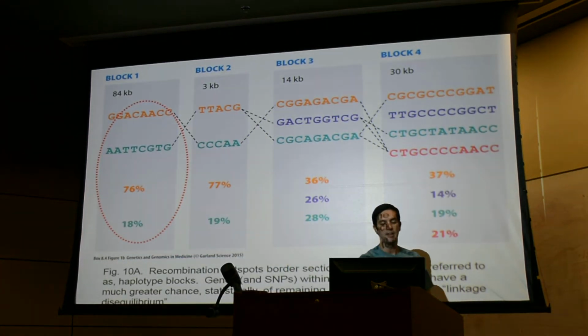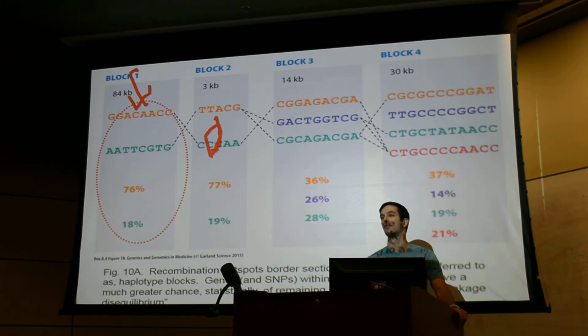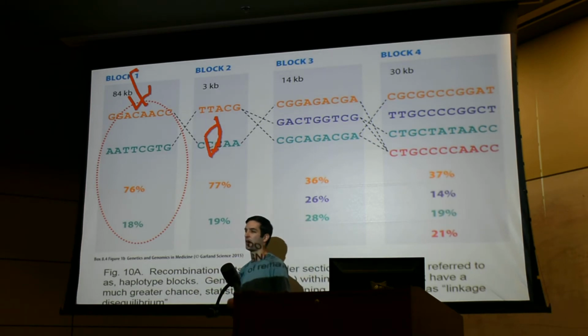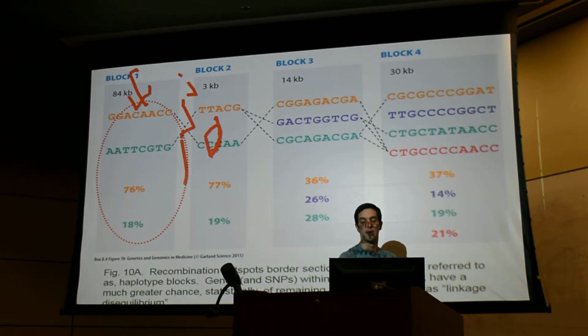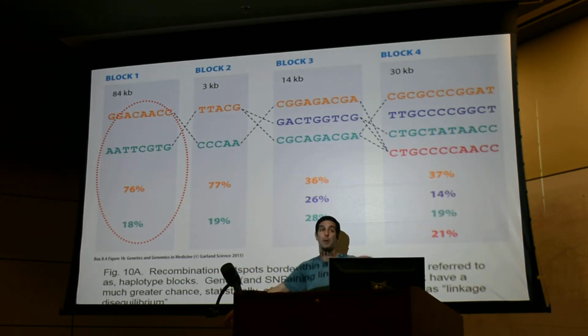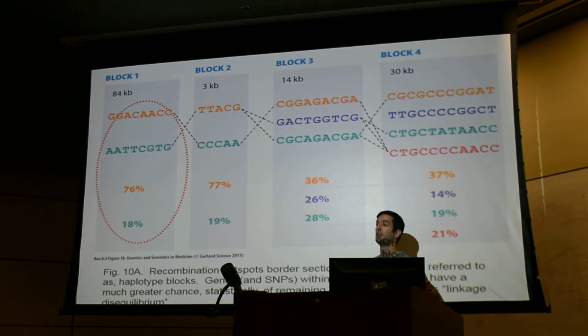However, this A right here and this C right here are not in linkage disequilibrium. Why not? Because they're in different blocks. And there's a recombination that possibly could be occurring right here. In some people, that recombination will occur when you make your gametes. Other people, it won't. It doesn't mean you have to have the recombination there. It's just a high probability that it will occur.